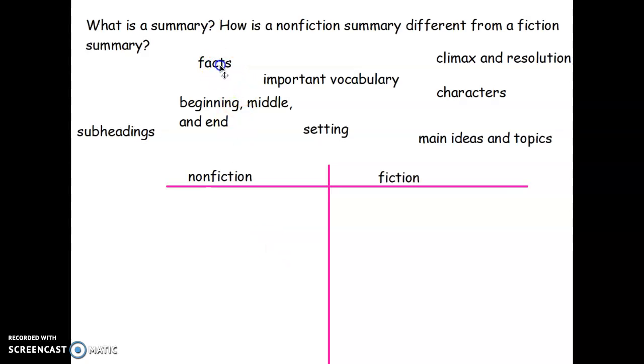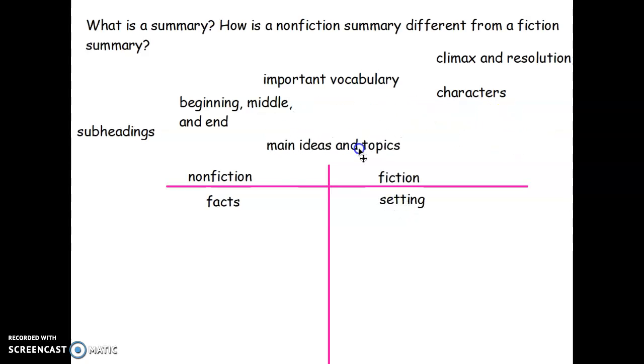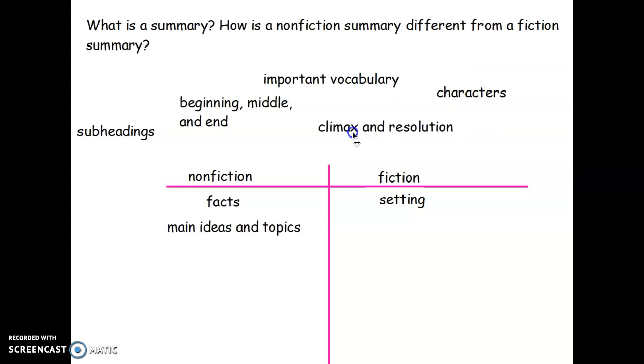Let's start with facts. Would that be in a fiction or a nonfiction summary? What do you think? I hope you said nonfiction because that would be correct. What about setting? Would that be in a nonfiction summary or a fiction summary? That would be in a fiction summary. Main ideas and topics. Nonfiction. I hope you guys are getting these right. If you're not, you may want to, when I'm done, restart it and try again.